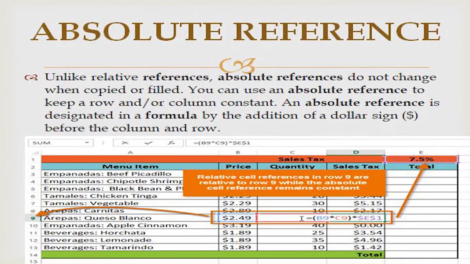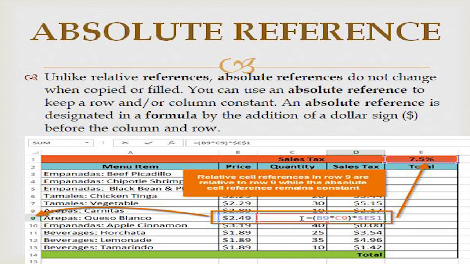Absolute reference is designated in a formula by the addition of a dollar symbol before the column and row. You can see the example here. For example, we are taking the price of $2.49, and next one is quantity might be 1 or 2, 10, and sales tax is that much. Now we need to add the sales tax.